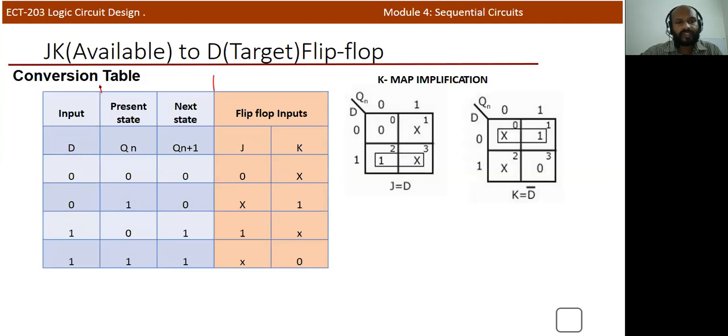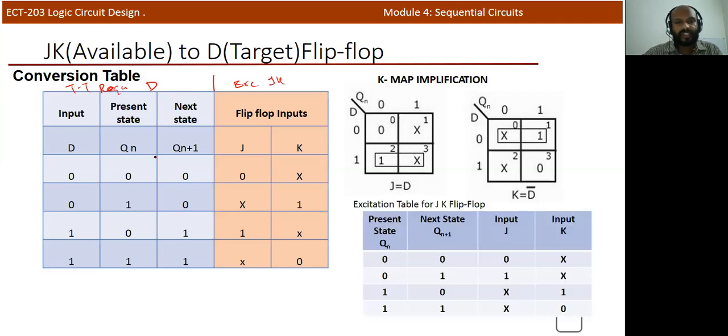In order to make the conversion table, first write the truth table of the required flip flop, that is a D flip flop. Then the excitation table of JK. By looking into the excitation of JK, we can write 0 to 0 transition as 0x, 1 to 0 transition as x1, 0 to 1 transition as 1x, and 1 to 1 as x0. Now we can design J in terms of D and Qn, and you will get J is equal to D and K is equal to D bar.